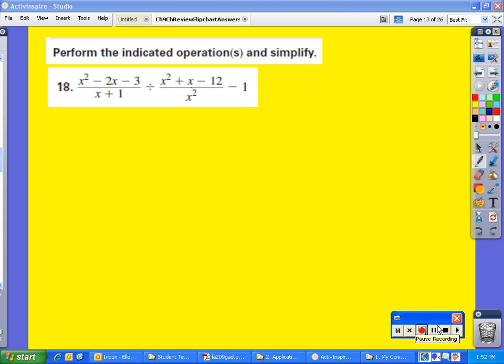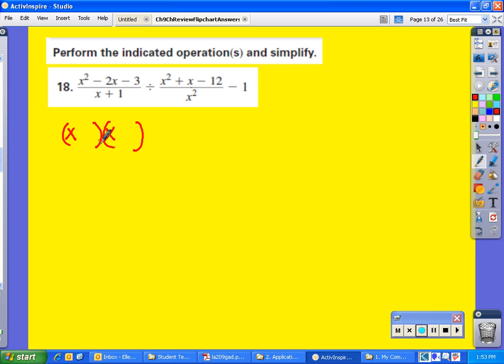On number 18, we have division and then subtraction. Of course, the division by a fraction, we will use multiplication by the reciprocal instead. And while we're rewriting this, we might as well just go ahead and factor. I'm going to factor this first quadratic trinomial up at the top.